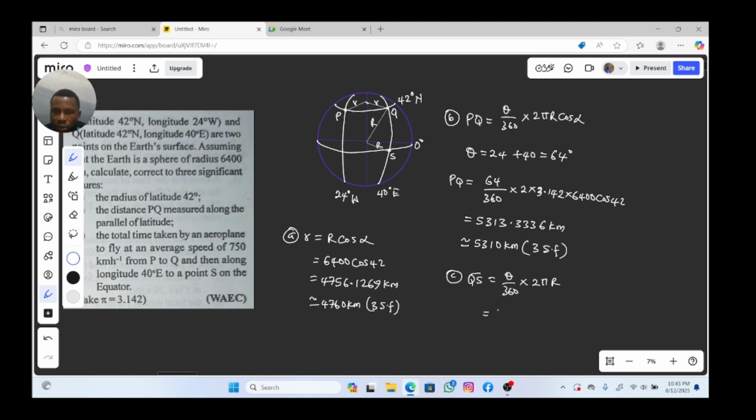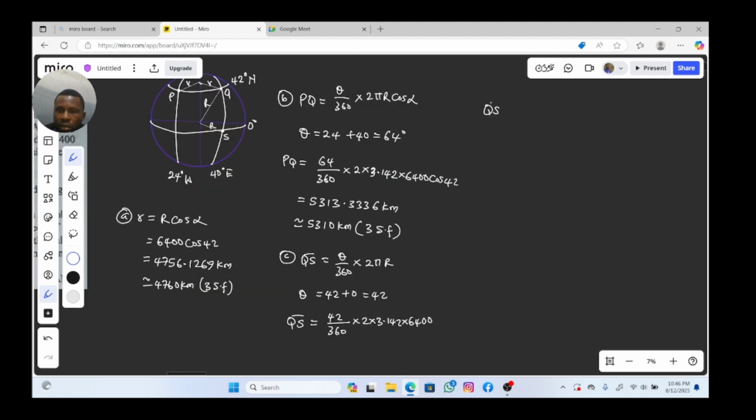So that distance is going to be equal to, so let's get theta there. Theta is going to be 42 plus 0, which is the same thing as 42. Okay, so QS is equal to 42 over 360 times 2 times 3.142 times 6400. QS is equal to 4692.0553333 kilometers. Okay, don't approximate yet.